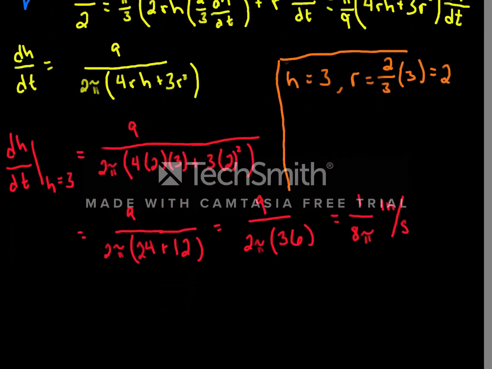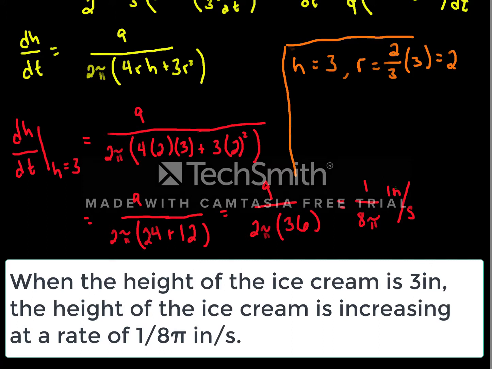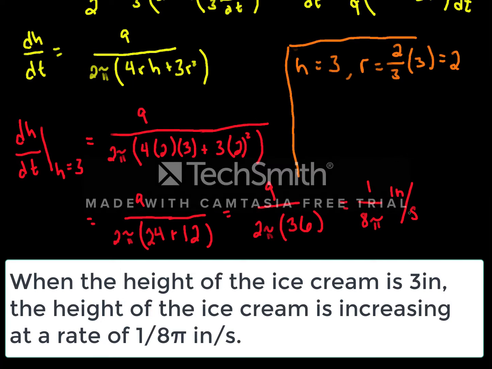So I would write something like, when the height of the ice cream is 3 inches, the height is changing at a rate of 1 over 8 pi inches per second. And that would be my solution. Now, I want to present to you an alternative approach.